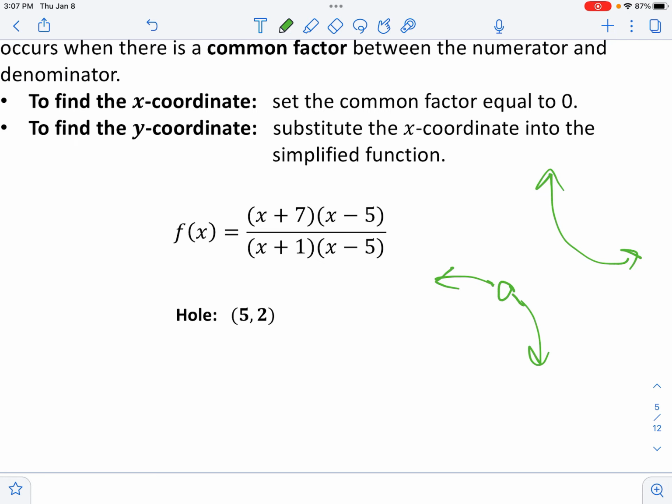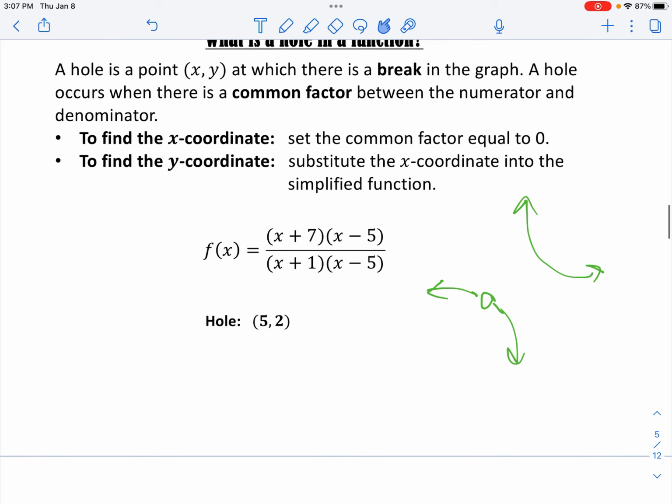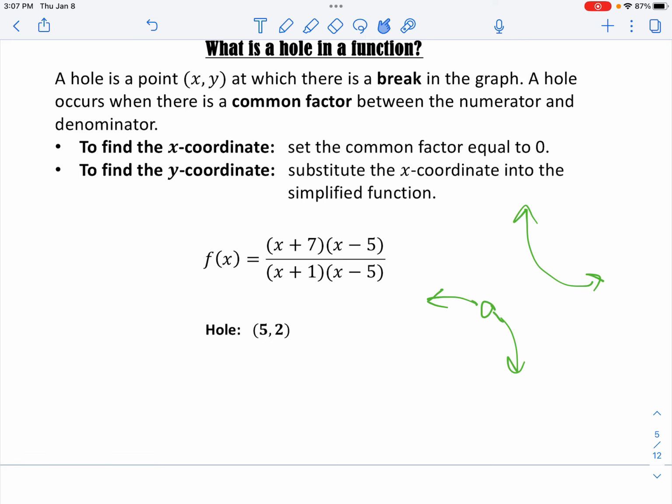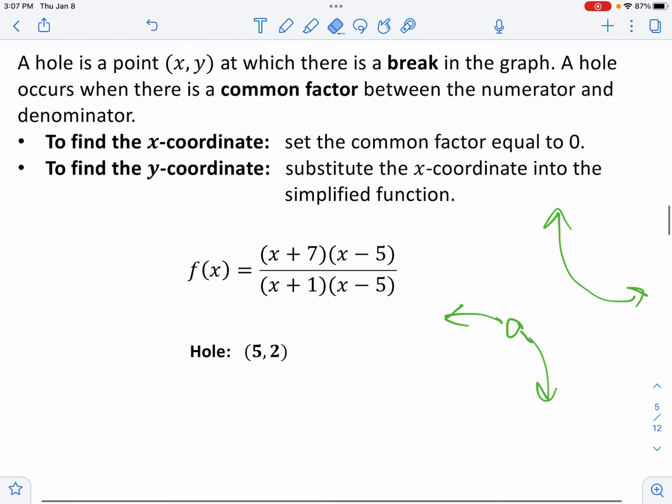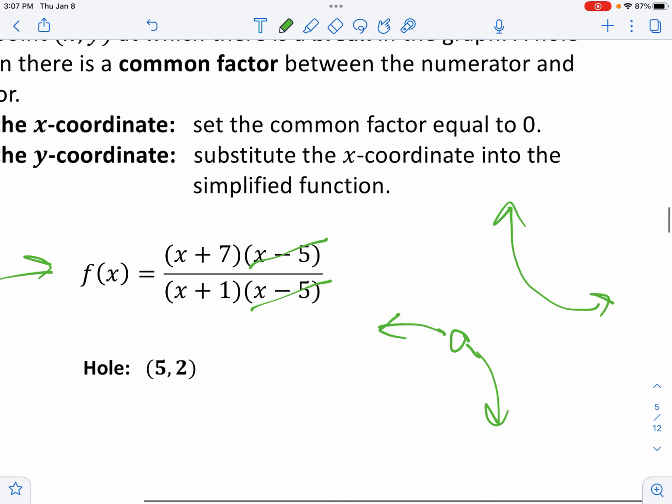Okay, so how do you know when there is a hole? So that's what it is. It's a break in a graph. This occurs when you have a common factor between the numerator and the denominator. If we look at this f of x function here, there's a common factor of x minus 5 and x minus 5. So those cancel out. So when you simplify this, you really end up with just x plus 7 over x plus 1, right?